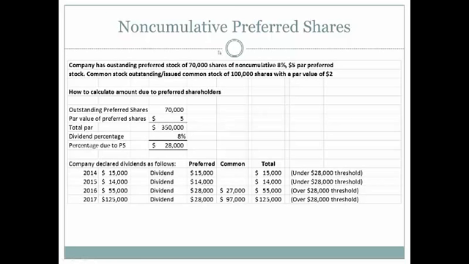Now, this is non-cumulative, meaning that each individual year is looked at separately insofar as what amount of dividend goes to the preferred shareholders and what amount of dividend goes to the common stockholders. So we have 4 years and the different dividends that were declared. In the first year, $15,000 were declared. Well, that's under the $28,000 threshold, so the entire amount will go to the preferred shareholders. In the second year, a $14,000 dividend was declared. So again, that's under the $28,000 threshold, so the entire $14,000 would go towards the preferred shareholders.